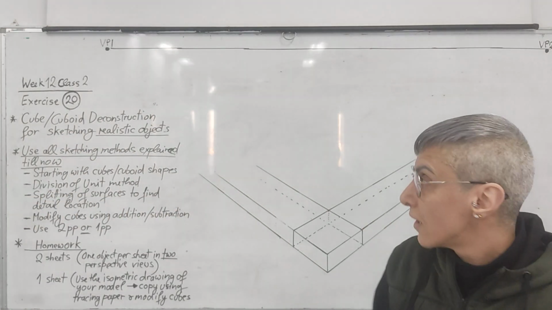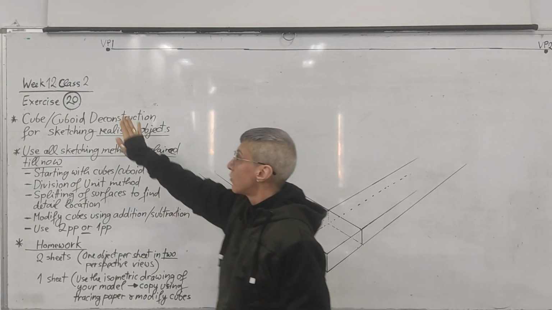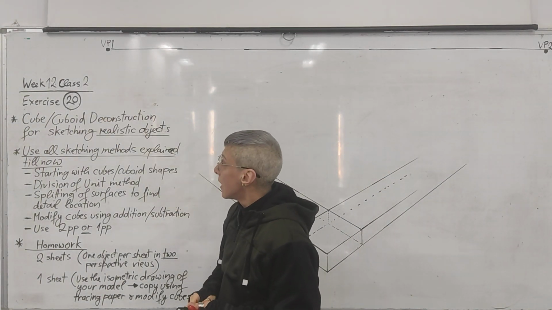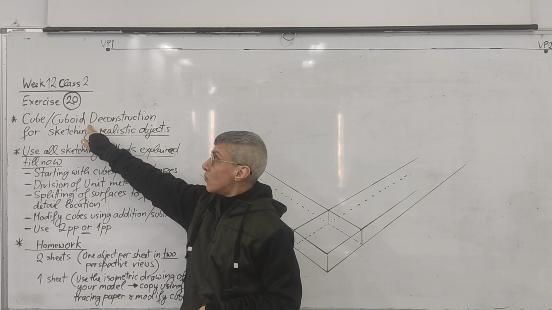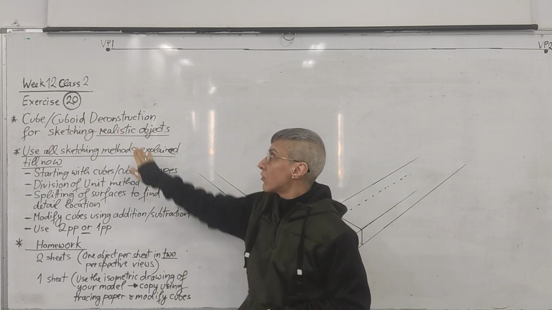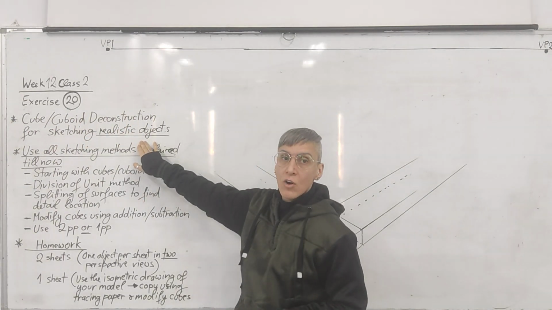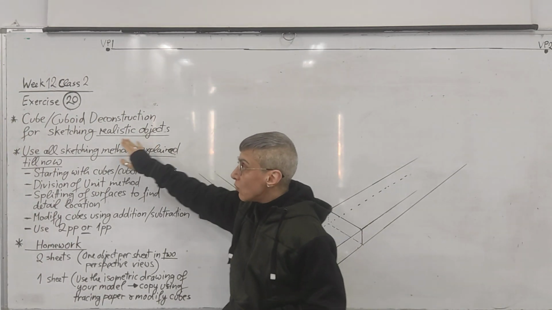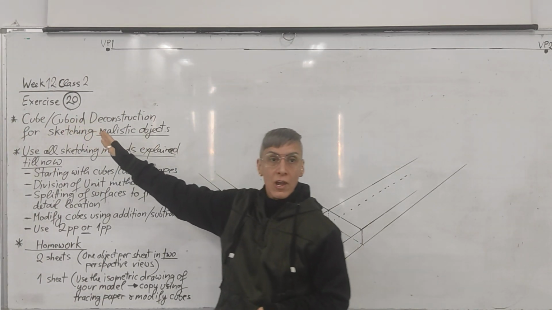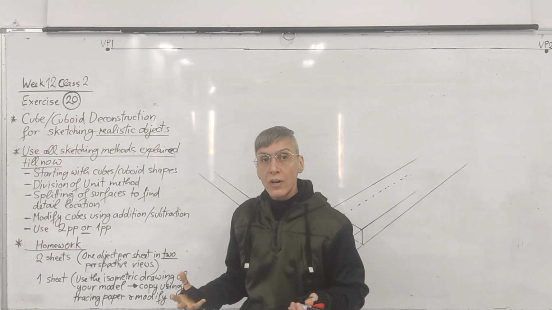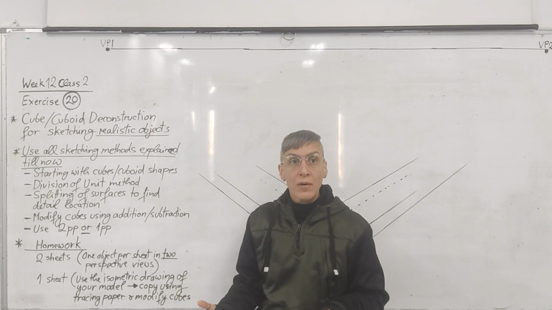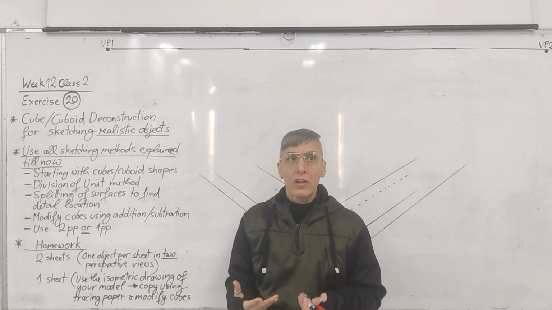Okay, so today, as I said, is exercise 20, the last exercise. Cuboid deconstruction for sketching realistic objects. So, we start with a cube or cuboid shape, and then we deconstruct it, and from it we draw objects that look realistic.